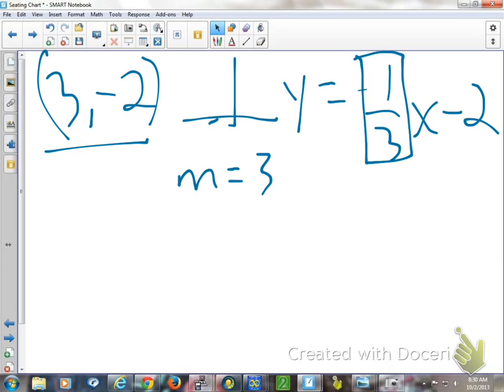Once we have a point and a slope, then what do we do to get this in a linear equation? Somebody with a raised hand answer. If we're given a point and a slope, what formula should we use?